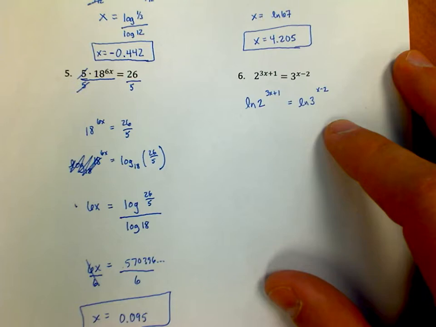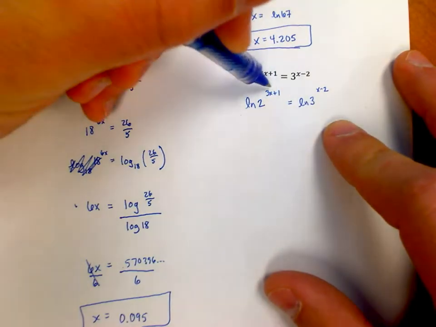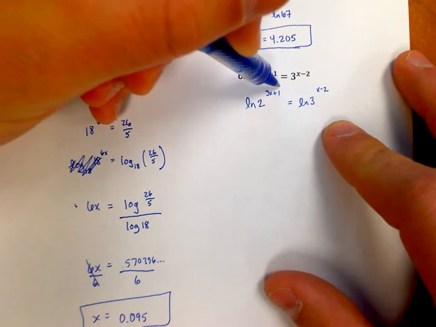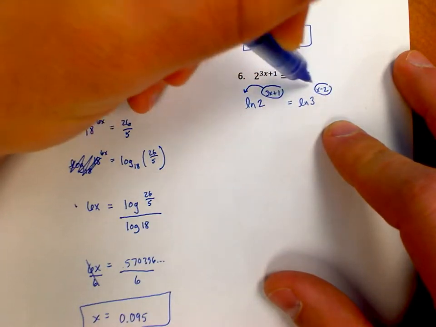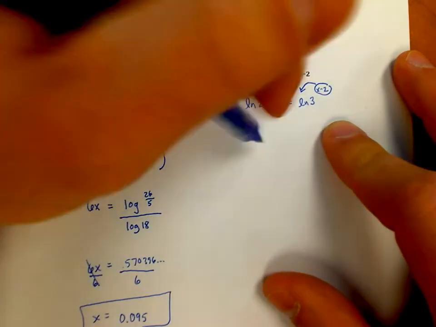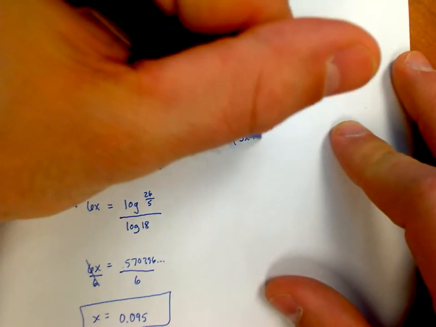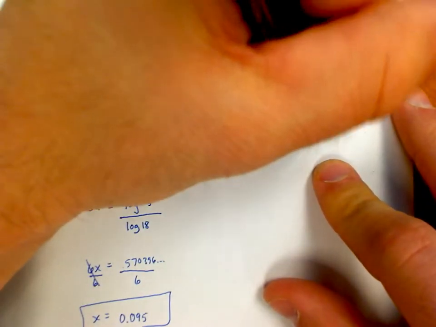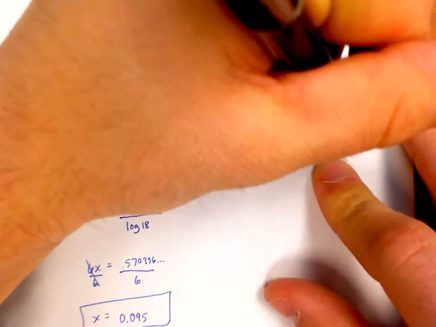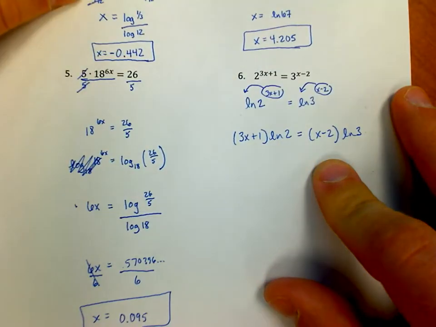Now, using my properties of exponents and properties of logarithms, I know that I can rewrite this by taking the exponent and dropping it out in front. I'm going to take this exponent here, and I'm going to drop it out in front. So in other words, I'm going to get (3x plus 1), notice I use parentheses, times the natural log of 2, is equal to (x minus 2) times the natural log of 3. We're getting closer.